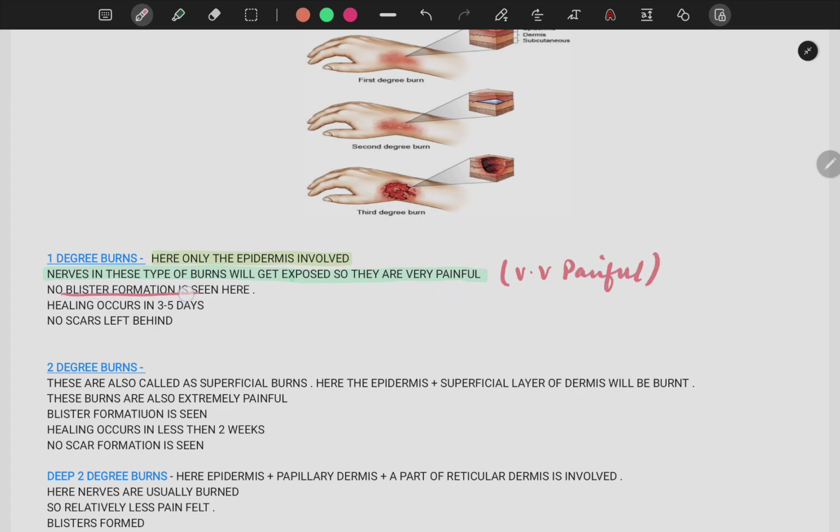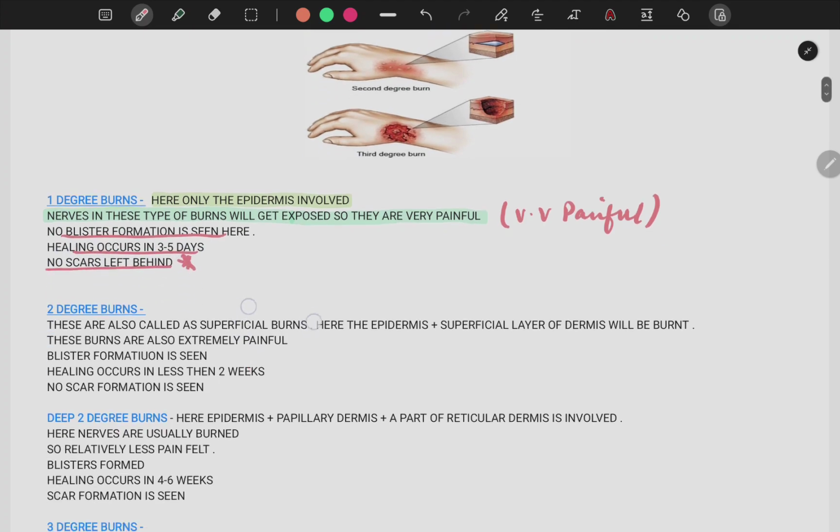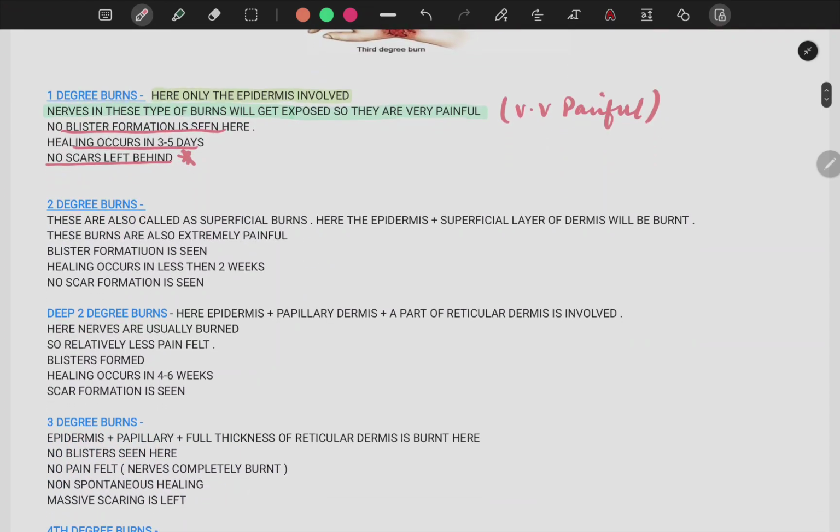Moving ahead, there is no blister formation which is seen. Usually they heal within a period of 3 to 5 days, and no scars are being left, which is an important point. Coming to the next one, that is the second degree burn.